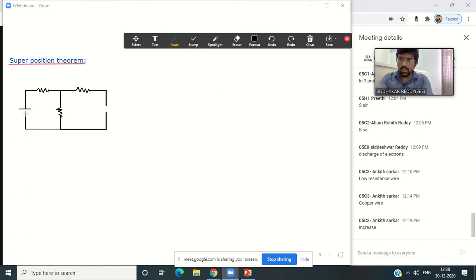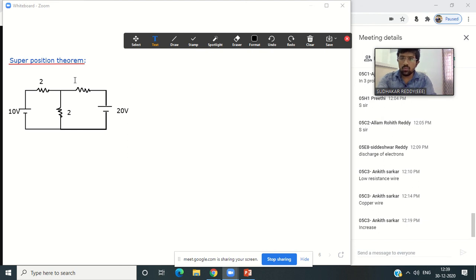But the voltage sources, this voltage value is 10 volts, and this voltage value I consider as 20 volts. I will mention the values. This is 10 volts, right? This is 20. What are the resistance values? 2, 2, and this is also 2, right?